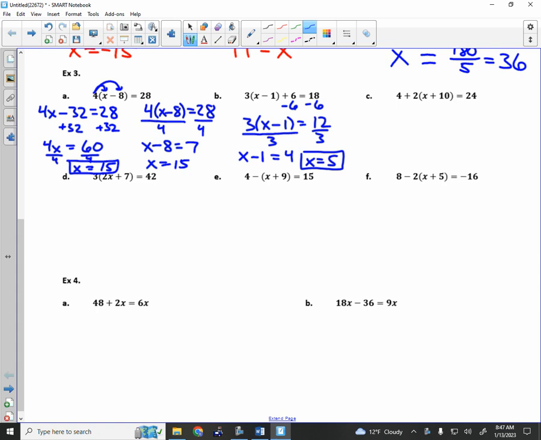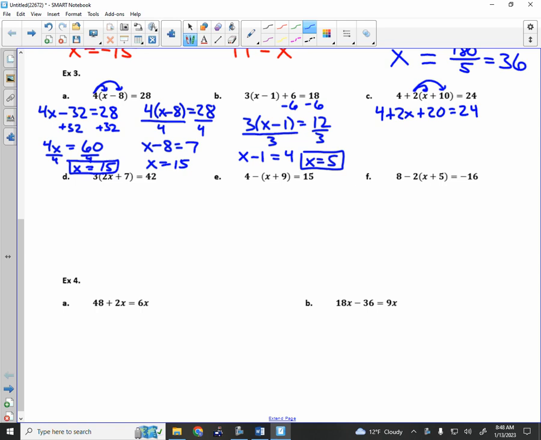Here's a mistake that people make. They add the 4 and the 2 right away. Can't do that. Order of operations says you gotta do your multiplication first. You got to distribute. So I'll distribute. And I get 4 plus 2x plus 20 is equal to 24.